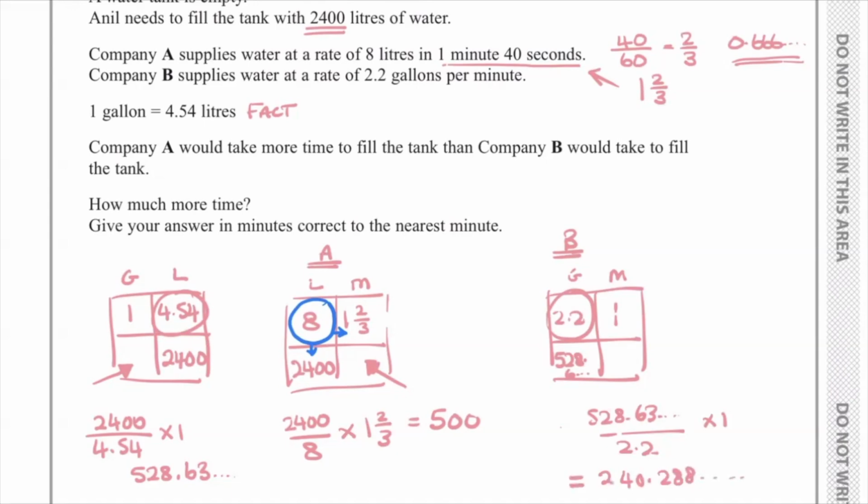I now have my two totals, company A and company B. It says company A would take more time, so I'm feeling confident I've done it right because that is definitely more. And all I need to do now is finish it off by taking it away. So 500 take away 240.288, and on it goes, is 259.71. Always reread that last part. Give your answer in minutes correct to the nearest minute. So 260 is our answer.